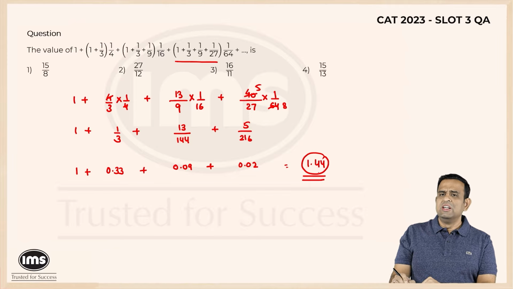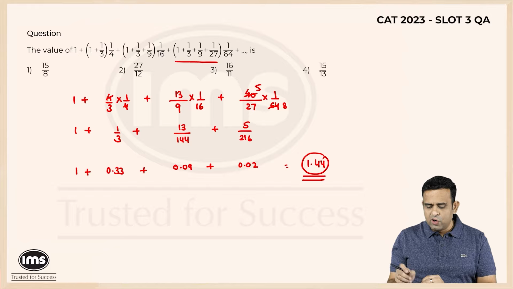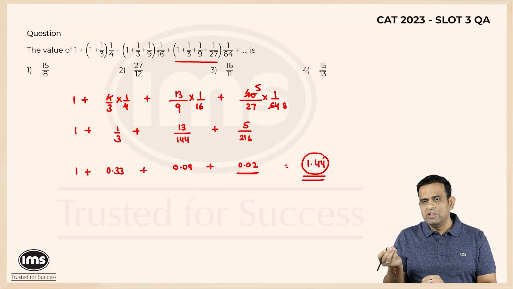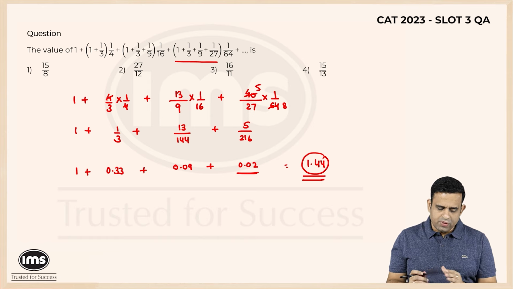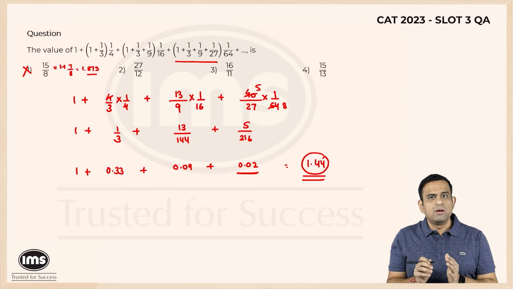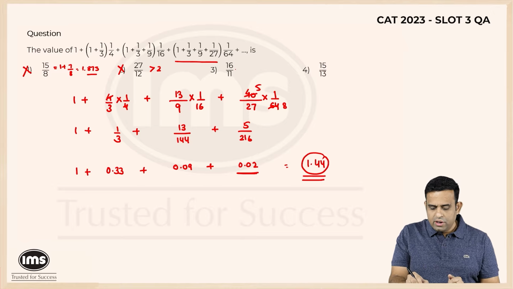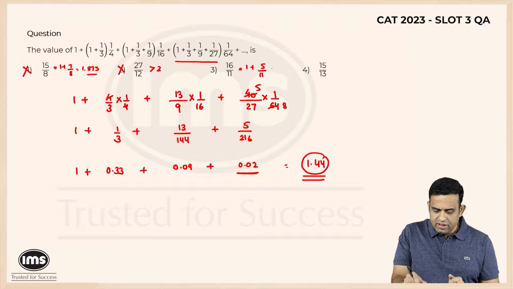And what I want to do is, the answer over here has to be very, very close to 1.44, because the subsequent terms are going to become very, very small. It will become 0.0001, something of that kind. So if I look at option number 1, 15 upon 8 is nothing but 1 plus 7 by 8, which is 1.875, very, very high compared to 1.44, and should not be the answer. If I look at the number 27 upon 12, that is more than 2, and can also be ruled out. If I look at the number 16 upon 11, that is 1 plus 5 by 11, this becomes 1.4545 and so on.